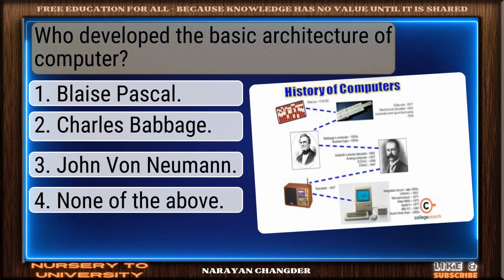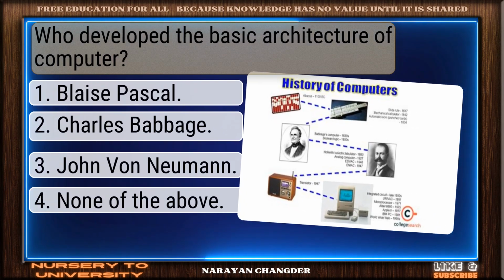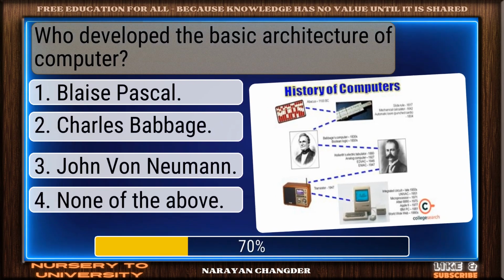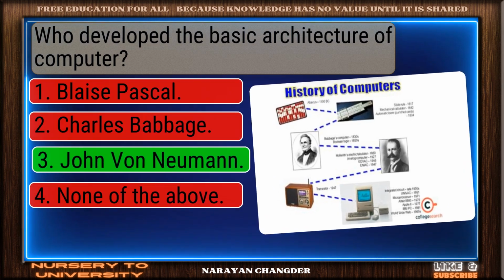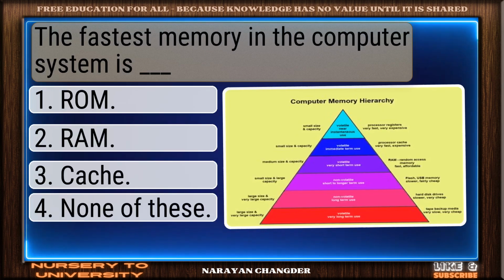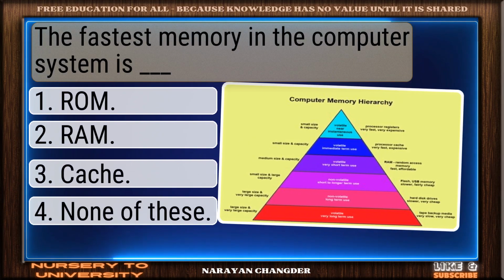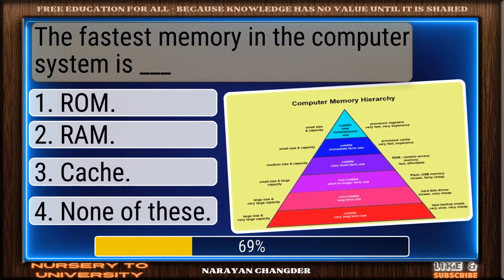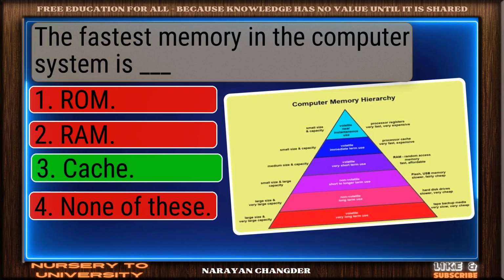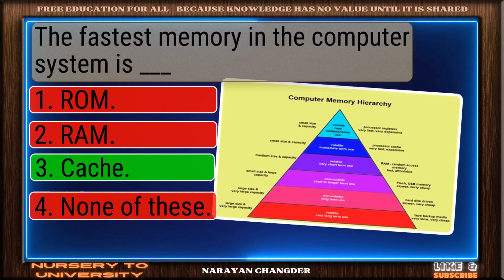Question number 7. Who developed the basic architecture of computer? Bravo, John von Neumann is the answer. Question number 8. The fastest memory in the computer system is dash. Excellent. Cache is a brilliant choice.